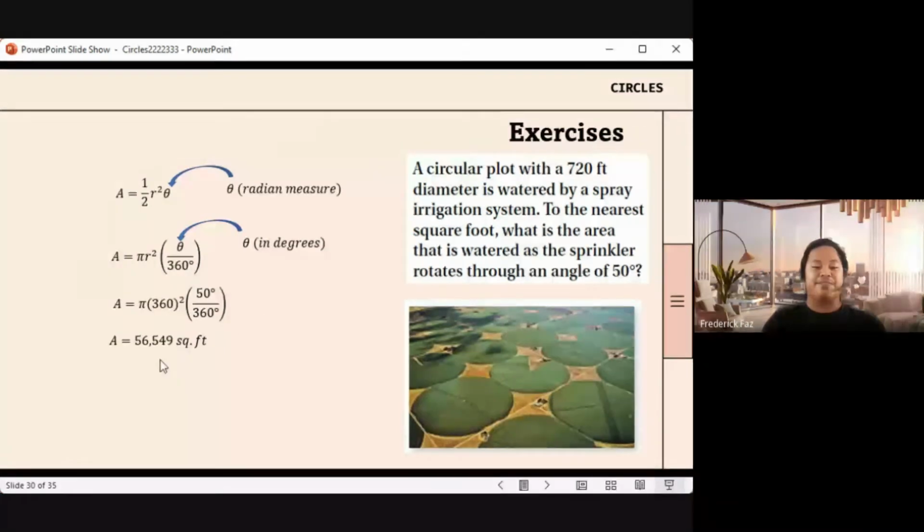So, you can check po if you are going to convert 50 degrees to radian. Just multiply pi over 180 and then substitute to this symbol here, or the theta here, kasi yung theta dito is measured in radians po. So, the answer is 56,549 square foot po.